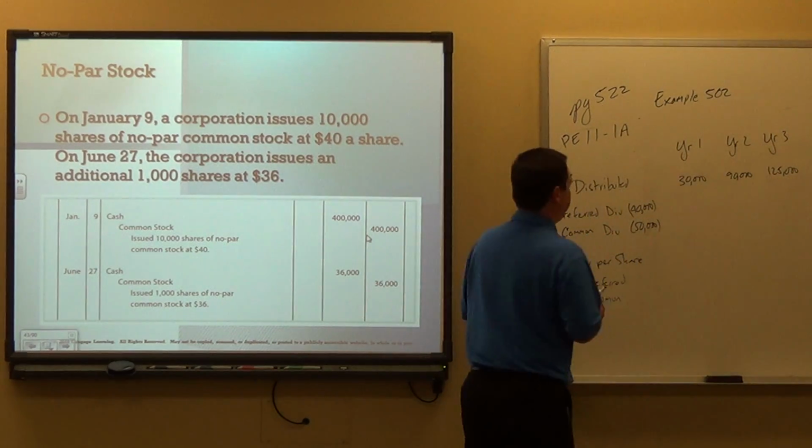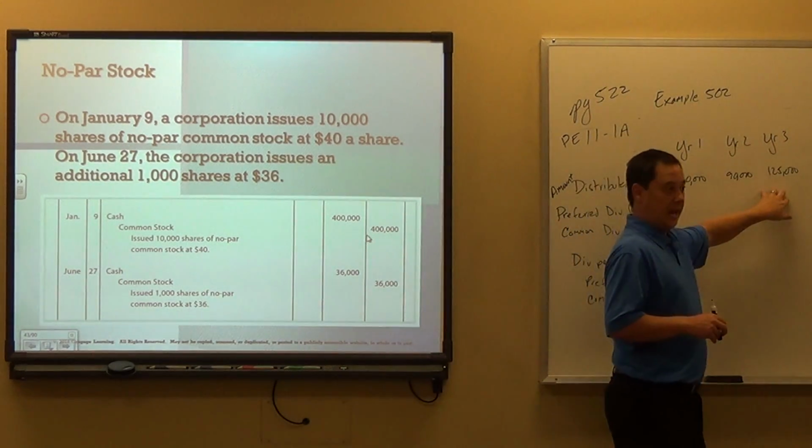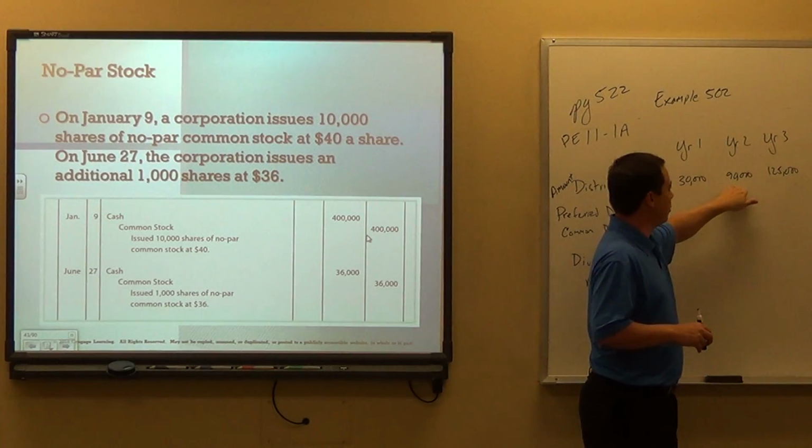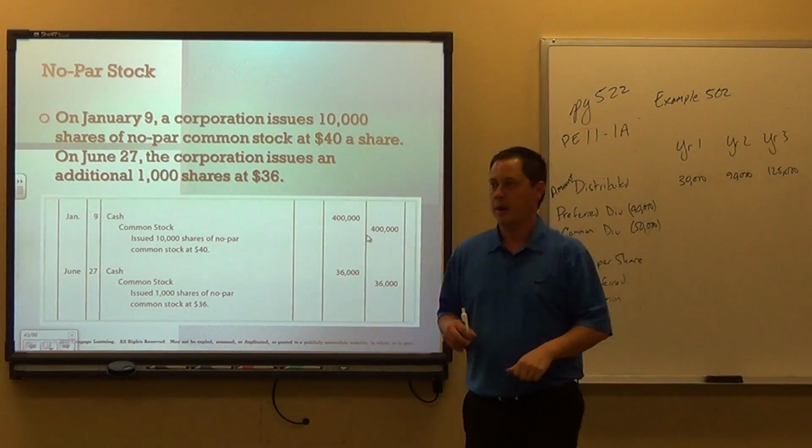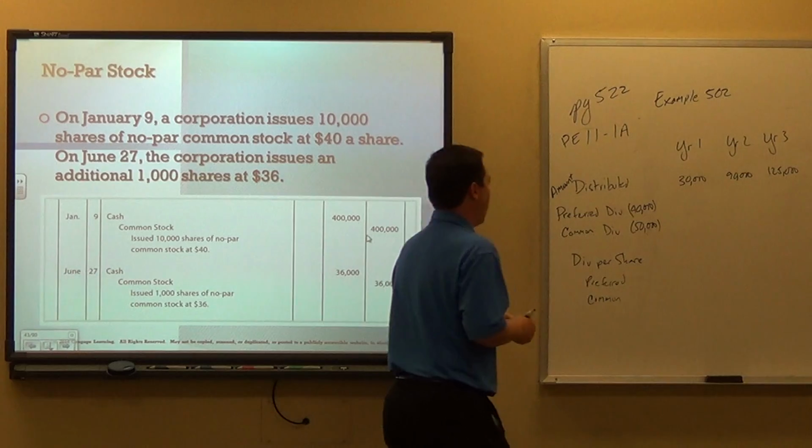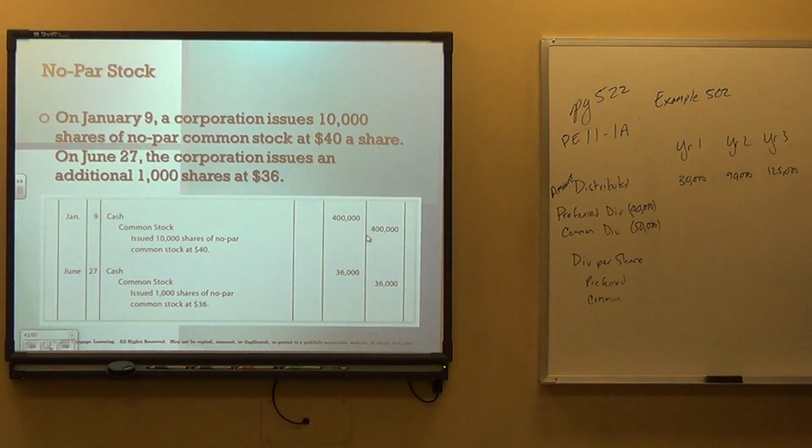So let's go over this here. I put the amount distributed, which they gave us: 30,000 in year one, 90,000 in year two, 125,000 in year three. Now looking at this problem, how much was supposed to be given to the preferred stock? 2%. How much are they supposed to get each year?